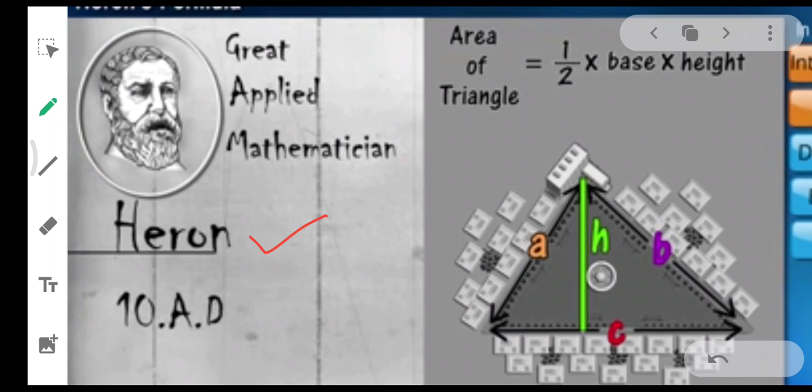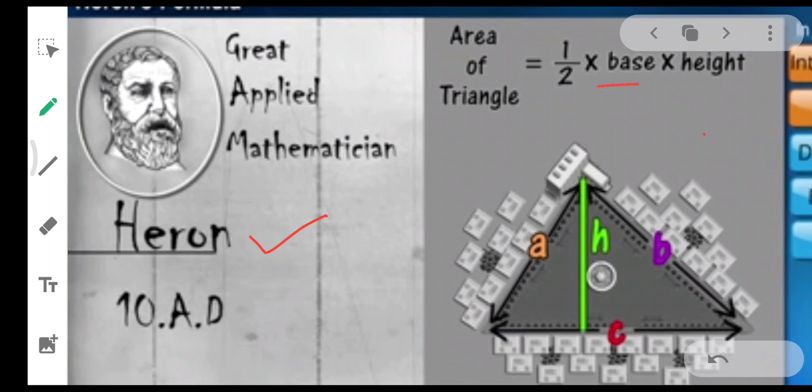He was called hero of his time because of his research on mathematics. He worked on finding areas of triangles if three sides are given, and he came up with a new formula, and that formula is named as Heron's formula.